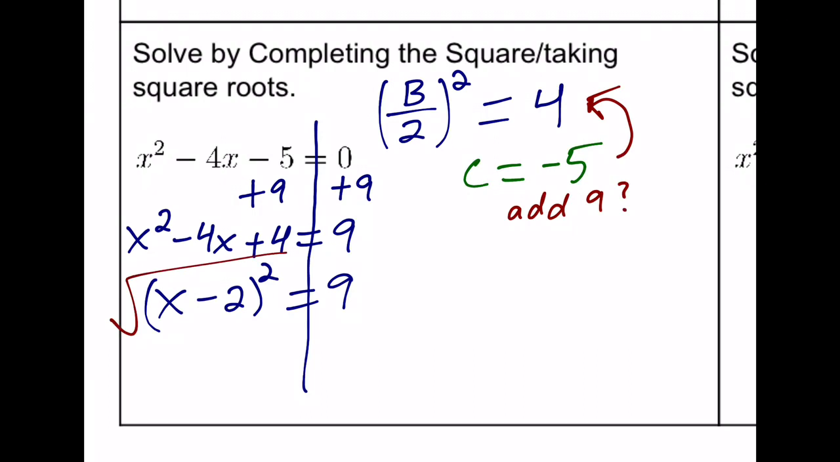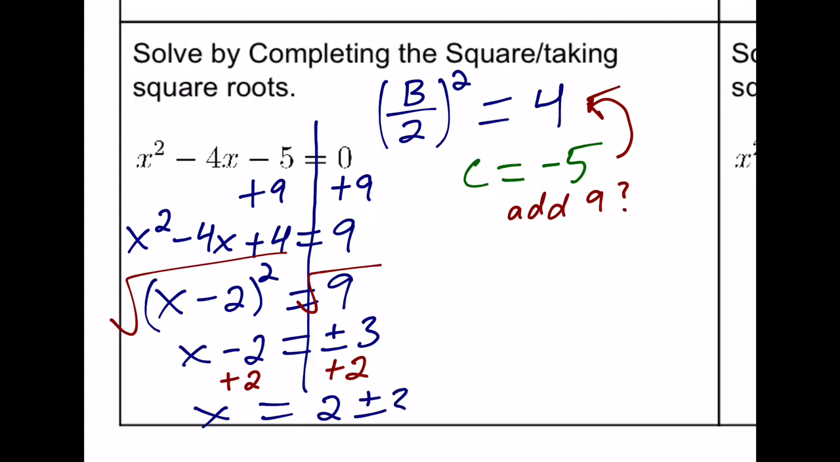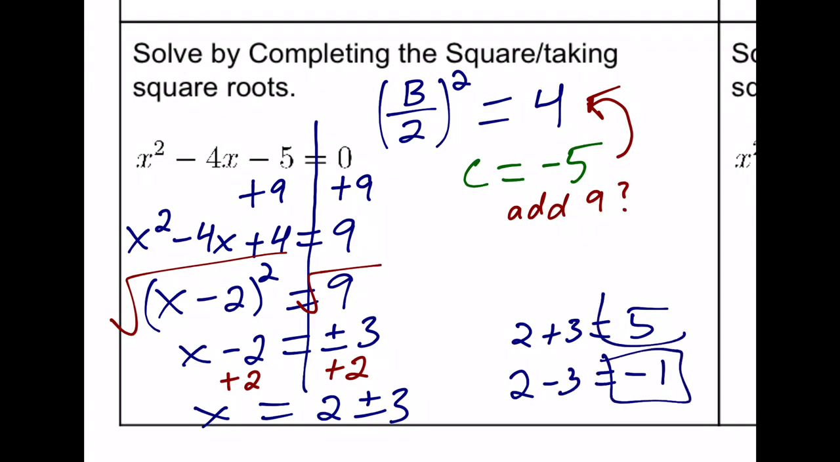Then we can take the square root of both sides. On the left, square and square root cancel each other out, and we have x minus 2. And on the right, there are two possible answers, positive 3 or negative 3. To write it quickly, we can use the plus minus symbol. The final step to get x by itself is to add 2 to both sides. So x is going to be equal to 2 plus or minus 3. So 2 plus 3 is 5, and 2 minus 3 is negative 1. And for this problem, those would be the two possible answers.